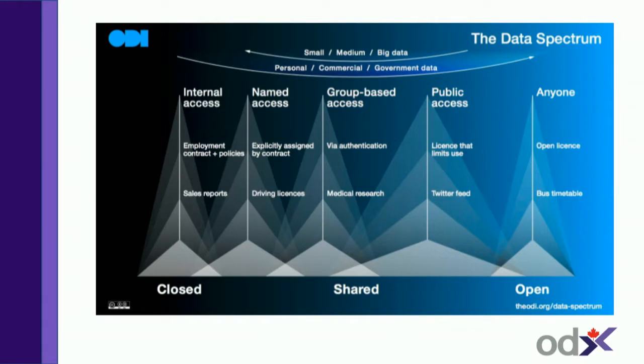So if we go across the spectrum, starting on the left-hand side with closed data, think about employee records or sales reports that a company may have. Those types of data are going to be very, very limited in terms of who has access to them. Often, even within the company, there may be limits in terms of who would be able to view those pieces of information. So those are very locked down, very limited in terms of the scope of who can look at them, and also in terms of how the information can be shared and used.